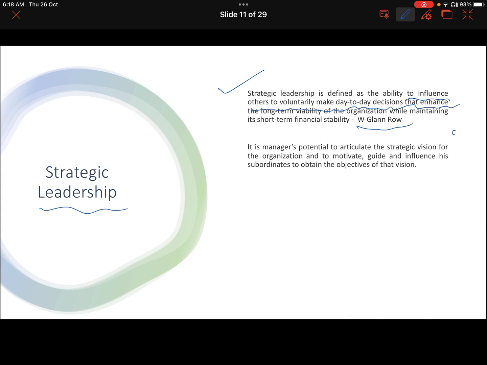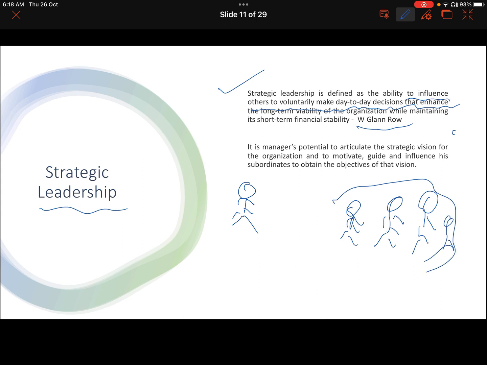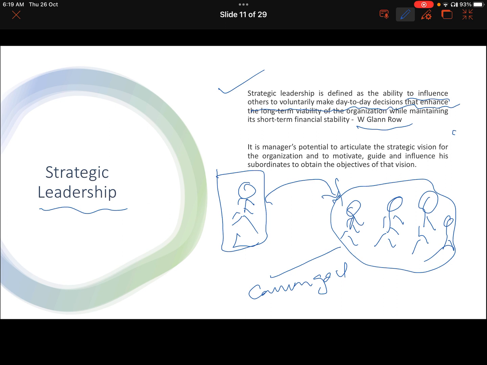Strategic management, or strategic leadership, sorry. Here is the strategic leader, and there will be thousands of workers in the organization, employees, managers, workers, right? Every one of them should work towards a common goal. So it is the duty of a strategic leader to influence everyone in taking their day-to-day decisions. As a manager, as an employee or as a worker, whatever decision he takes in his routine, those decisions should have the long-term viability of the organization.